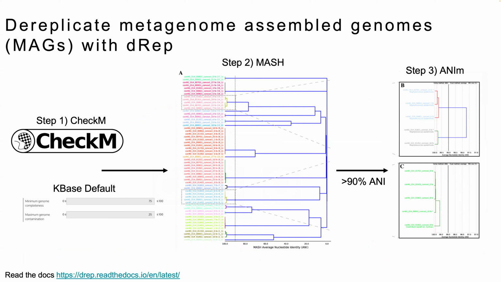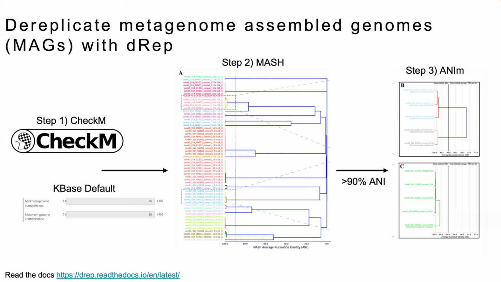I do want to highlight here that the KBase default, once it runs checkm, it filters your genomes and only keeps the ones that you tell it to keep. So the default parameters for those is it includes greater than 75% completion and less than 25% contamination. And so the whole set of genomes you give it, it filters based on these cutoffs, and then it goes through the pipeline of actually dereplicating these genomes.